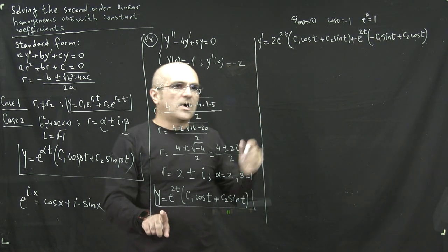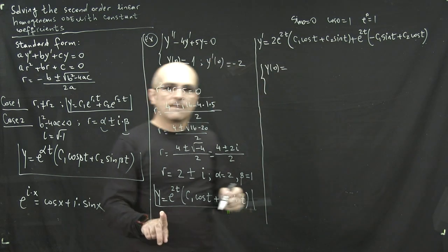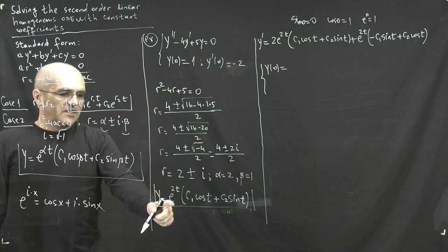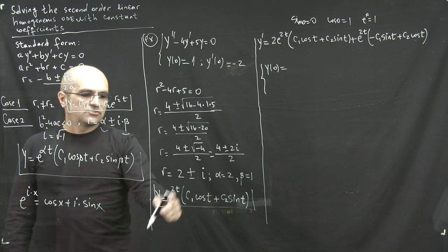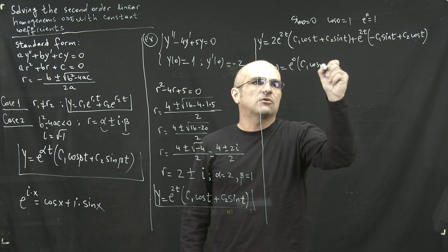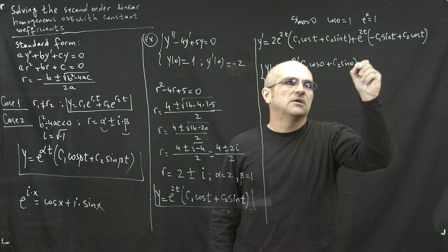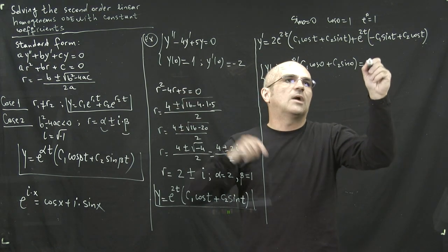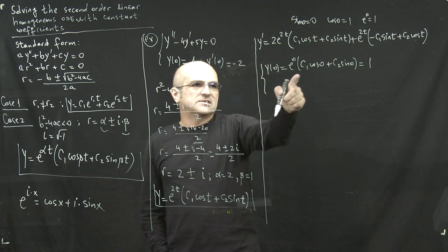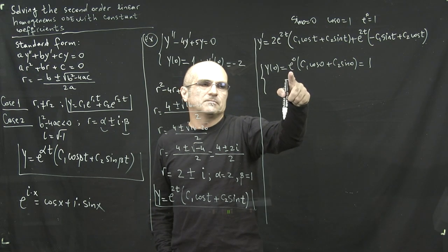So let's take a look at the y first. What is y of 0? Right, so y of 0 should be set equal to 1. Well, if you look carefully, that's just c1, right? Because that's e to the 0, c1 cosine of 0, plus c2 sine of 0. This should be set equal to 1. Again, with some practice, you can do this in your mind, because this is just c1, right? This is 1, this is 0, e to the 0 is 1.